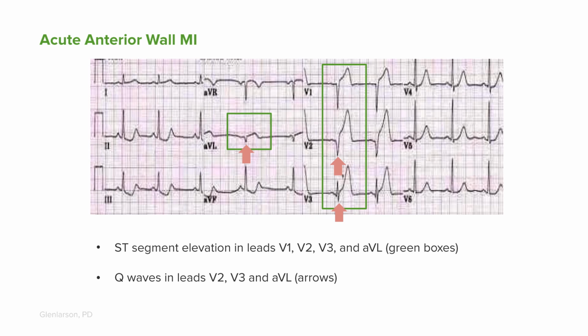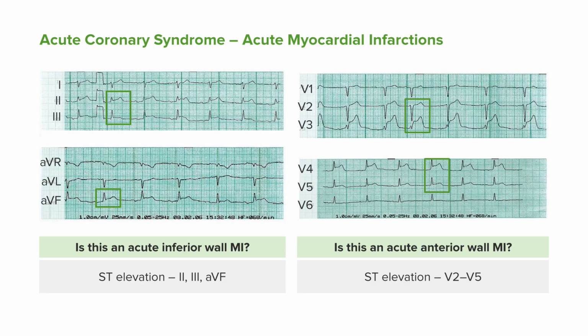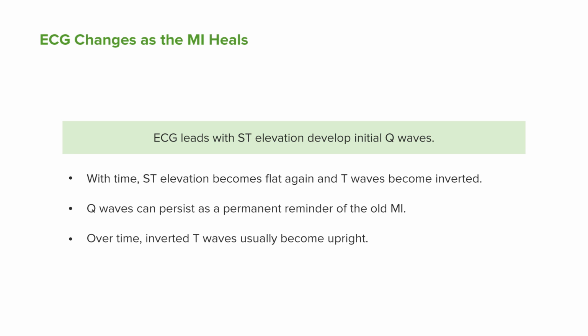So this is an acute anterior wall MI. We can see depressions in leads 2, 3, AVF, and we can see elevations in leads V1, V2. This is an acute coronary syndrome, an acute inferior wall MI, with ST elevation in 2, 3, AVF, and anterior wall changes in V2, V3, V5. Now, ECG changes as the MI heals.